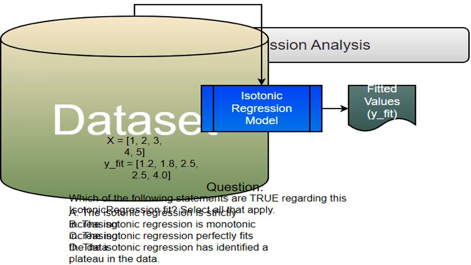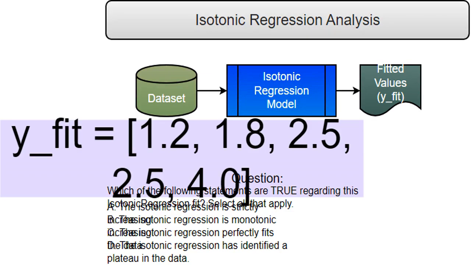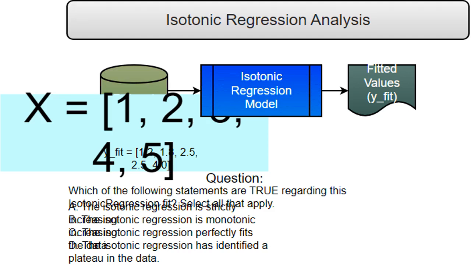This line shows the predictor variable, x, with 5 data points ranging from 1 to 5. I'll use this data to explain isotonic regression. This line tells us what the isotonic regression model predicted for each value of x. These are the results of our model, the model's predictions. Notice that the values generally increase, but there's a plateau, and I'll highlight the significance later.